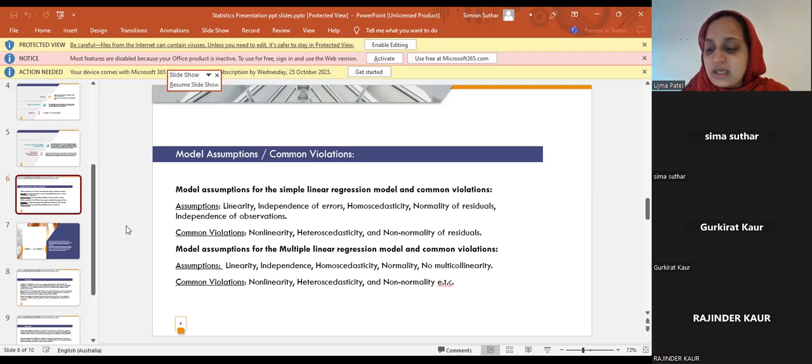Third is homoscedasticity. The residuals should have constant variation across different levels of the independent variables. Fourth is normality, and last is non-multicollinearity. Here the common violations are non-linearity, heteroscedasticity, and non-normality.